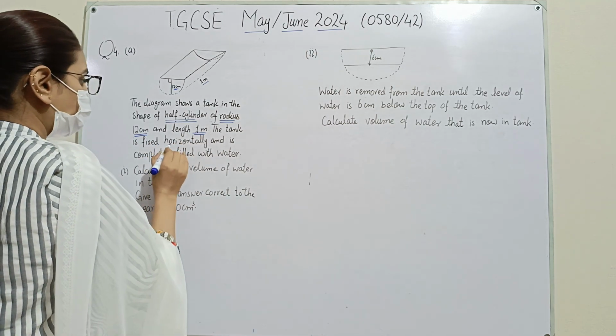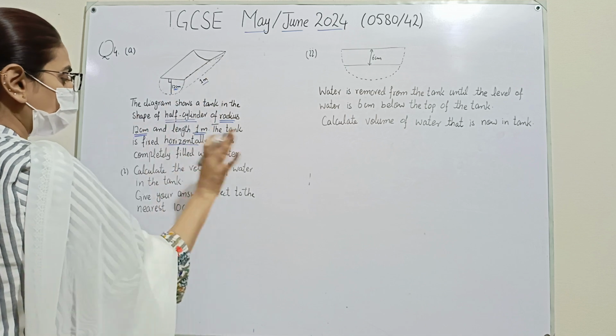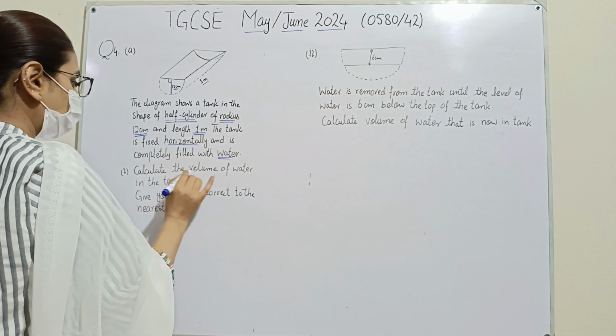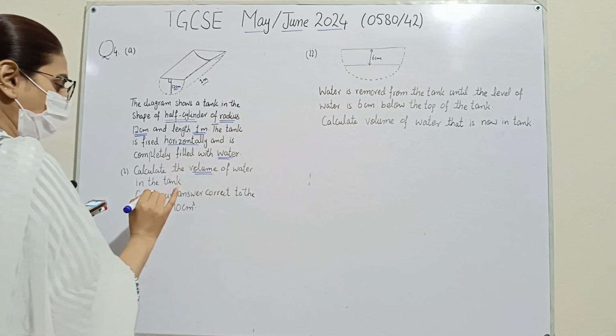The tank is fixed horizontally. This is the tank in a horizontal position. The tank is fixed and is completely filled with water. Calculate the volume of the water in the tank.